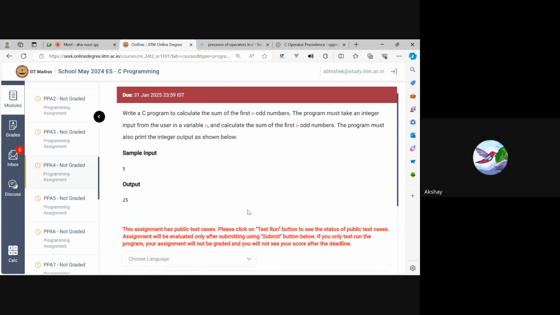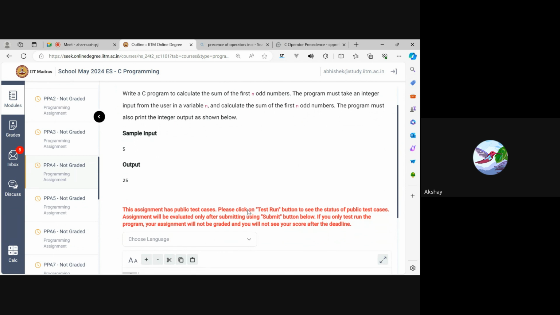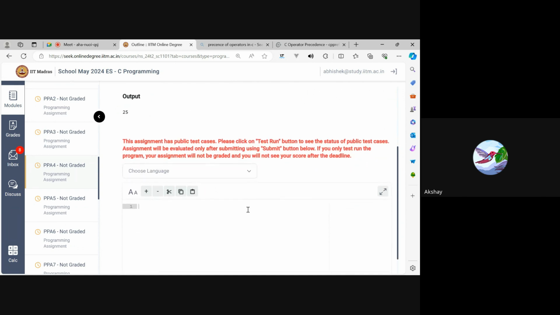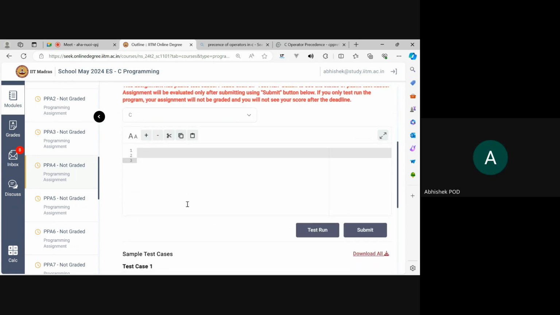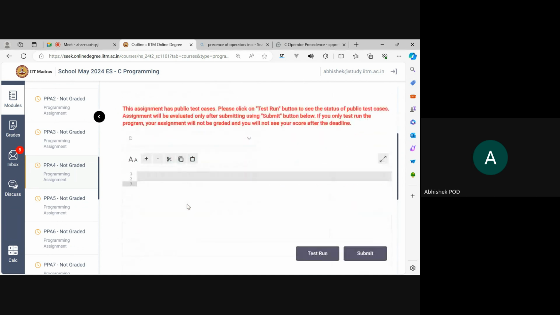The program must take an integer input from the user in a variable n. Calculate the sum of first n odd numbers. The program must also print the integer output as shown. Okay, so there is no program given to you. So you have to write the entire program by yourself in this case.